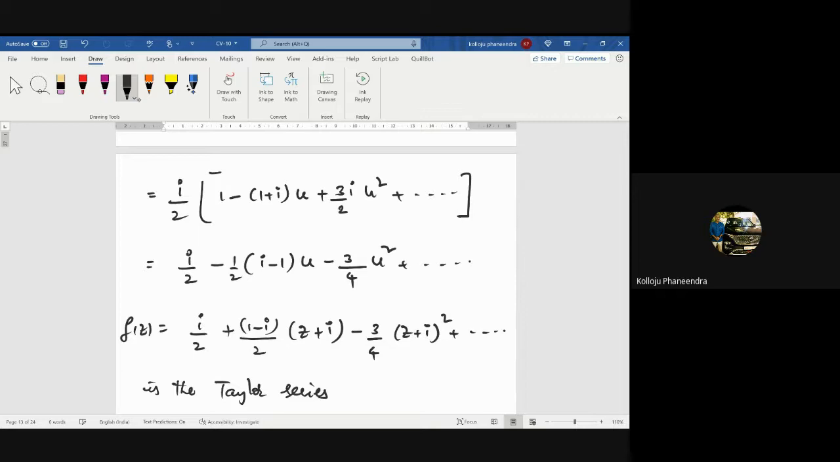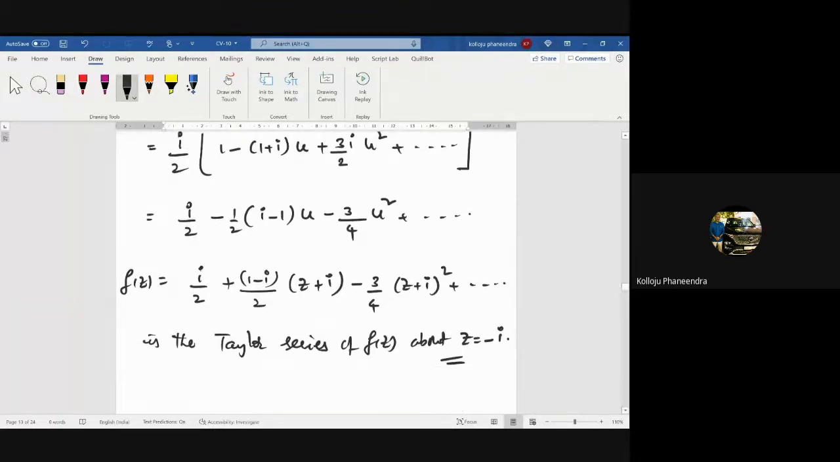Is the Taylor series of f of z about z equal to minus i. Okay, this is one more problem. Now, let me take one problem.